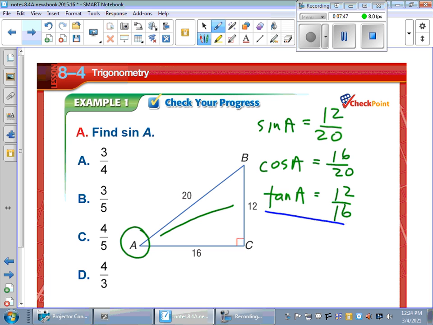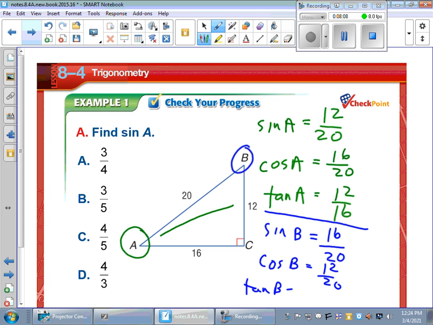Now let's use the other angle, angle B. So sine of B, opposite of that is 16. Hypotenuse is still the same, 20. Cosine of B is adjacent, so 12 over 20. And tangent of B is opposite, which is 16, over adjacent, which is 12.